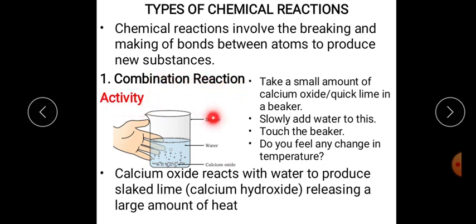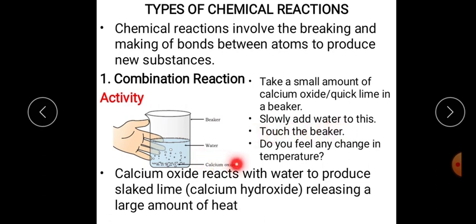So this is the beaker. Inside this beaker the calcium oxide is placed. Take a small amount of calcium oxide. It is also called quicklime, in the beaker. Slowly add water to this beaker. Touch the beaker. What will happen?